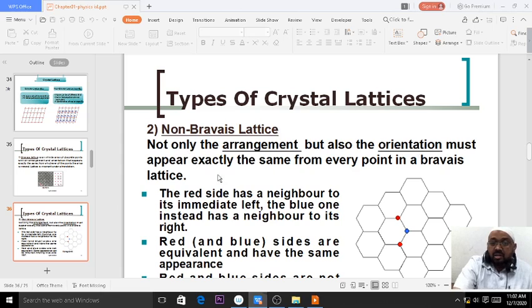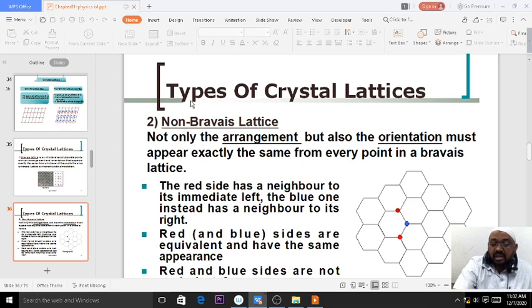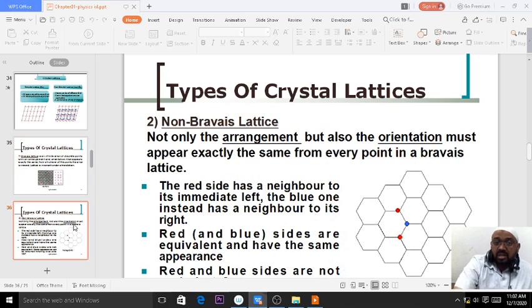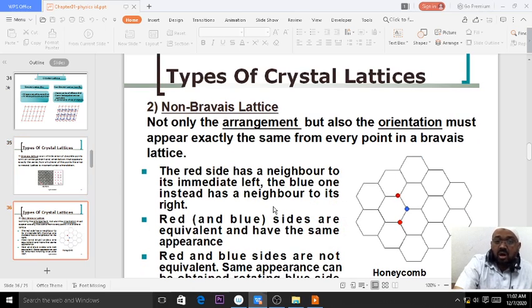So orientation must be the same from every point in a Bravais lattice. Now, for understanding non-Bravais lattices, I think you have a very good understanding of what the meaning of a Bravais lattice actually is. Now, what is a non-Bravais lattice?